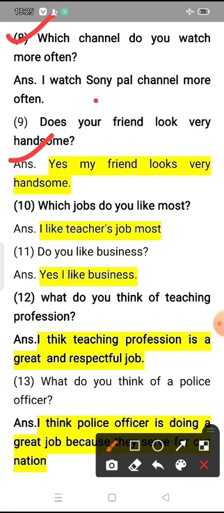Your 10 number question is: which job do you like most? It means you like that job very much. Okay, so I like the teacher's job most. Guys, I have an interest in teaching, so I have written I like teacher's job most. If you have an interest in another job, then you can write that you like that job.